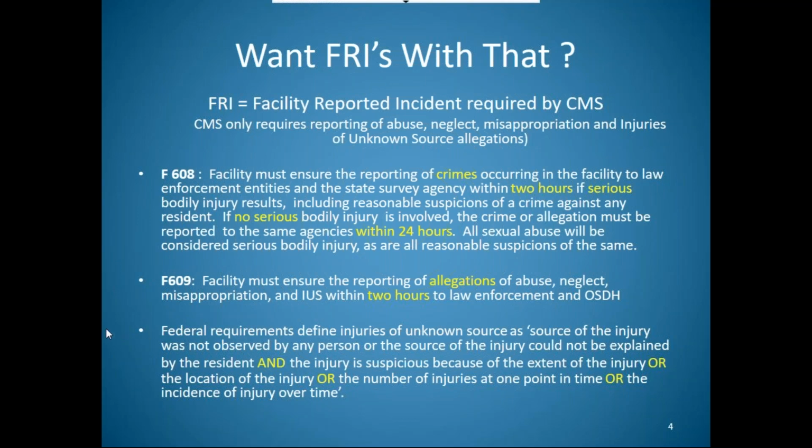So the federal requirements, let's just look at exactly what an injury of unknown source is. The federal requirements define the injury of unknown source as source of the injury was not observed by any person, or the source of the injury could not be explained by the resident, and the injury is suspicious because of the extent of the injury, or the location of the injury, or the number of injuries at one point in time, or the presence of injuries over time.